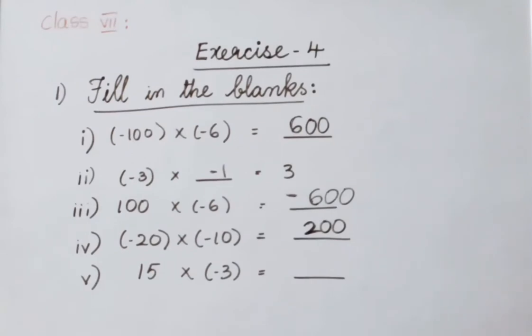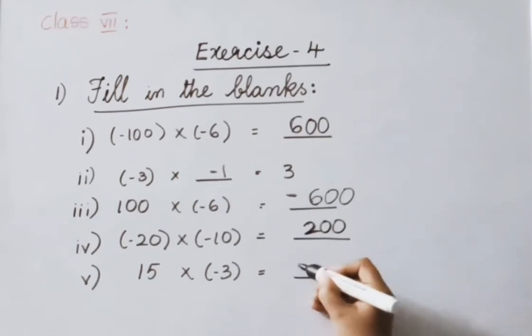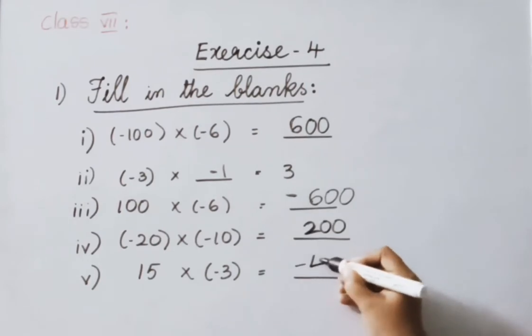See next one, 15 into minus 3. That is minus 15 threes are 45.